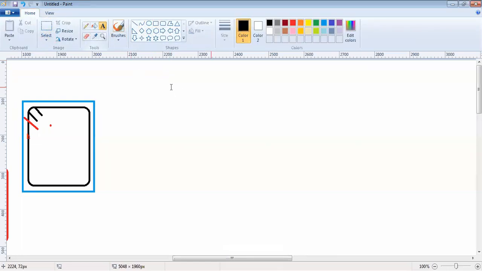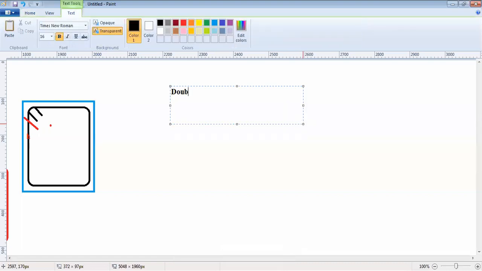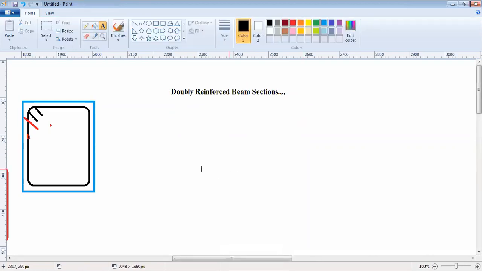So next we will be working out on doubly reinforced beam sections. Now, what is a doubly reinforced section? Till now, we have studied about singly reinforced section.